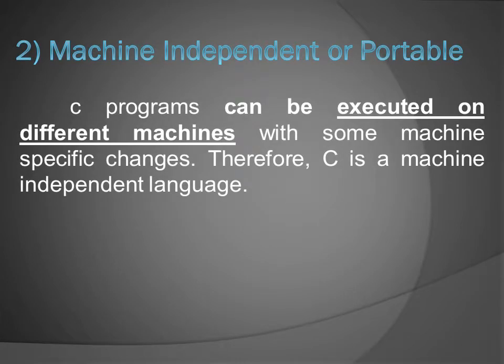Second is machine-independent or portable. Unlike assembly language, C programs can be executed on different machines with some machine-specific changes. Therefore, C is a machine-independent language.